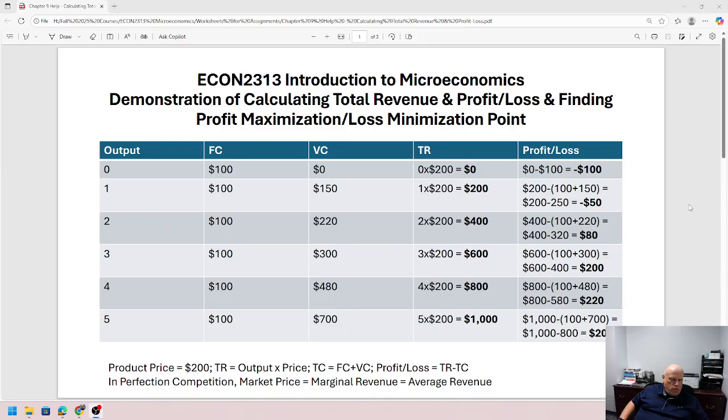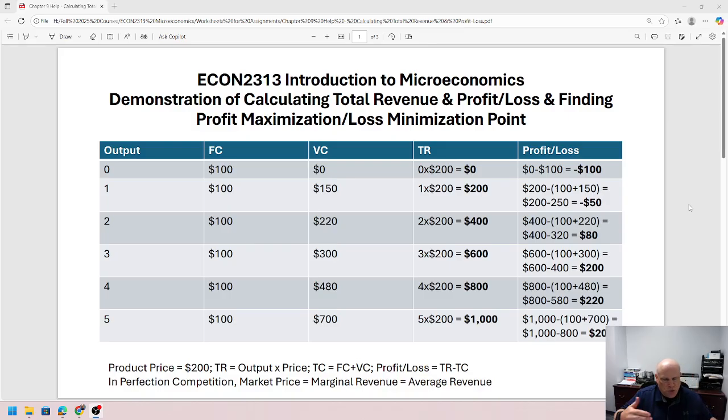What they give you on this particular problem on your assignment for chapter 9 is a table or an exhibit at the top of page 182. It gives you output in the table, fixed cost and variable cost, and then you have to calculate total revenue and then profit or loss, and then you have to determine, by looking at those profit or loss numbers, where the profit maximization point or loss minimization point is.